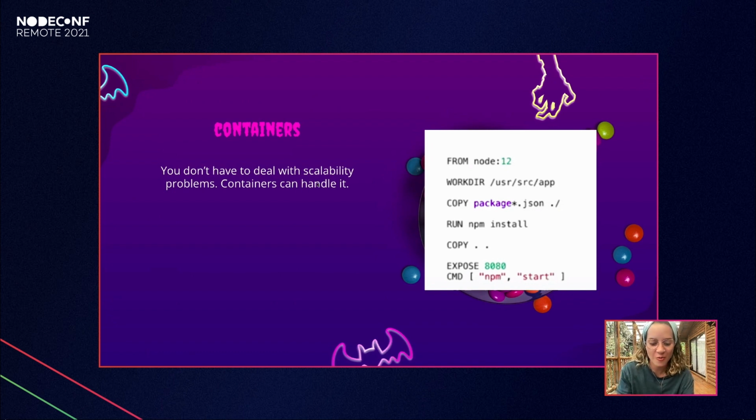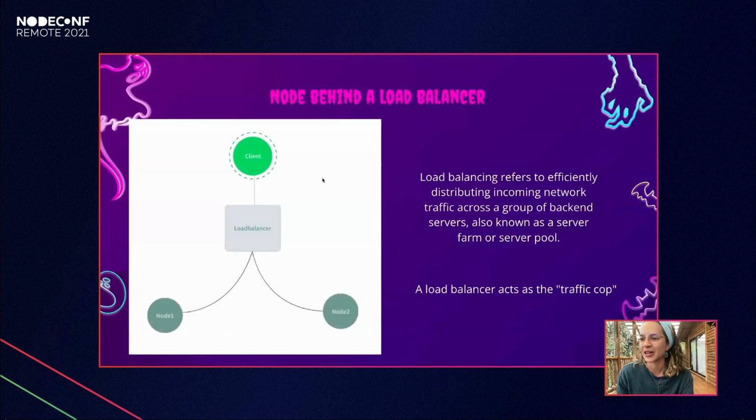We have node behind a load balancer. This image represents a good infrastructure. You can have the containers behind a load balancer, and the infrastructure deals with scaling.